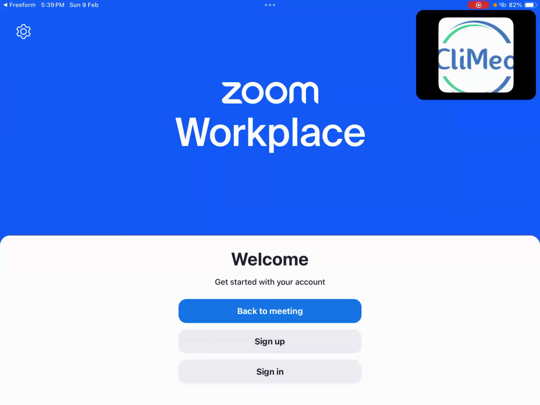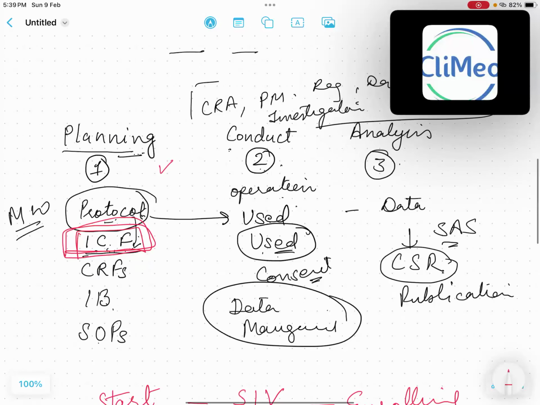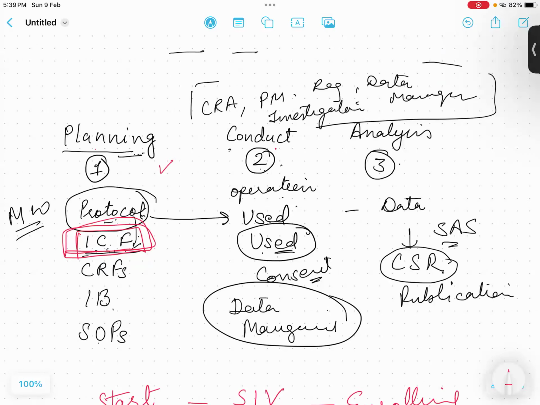Okay, so let's go here. So how we started with planning, conduct, and analysis. We have to complete the whole trial as a complete picture, not one picture. In the planning stage, we prepared documents. During conduct of the trial, you are using those documents. The consent form is one of those documents. And once the trial is ending, you have to write a CSR, clinical study report, or you also have to do the publications.